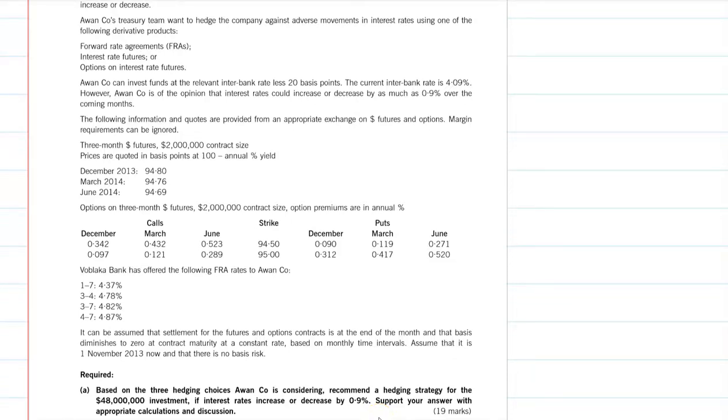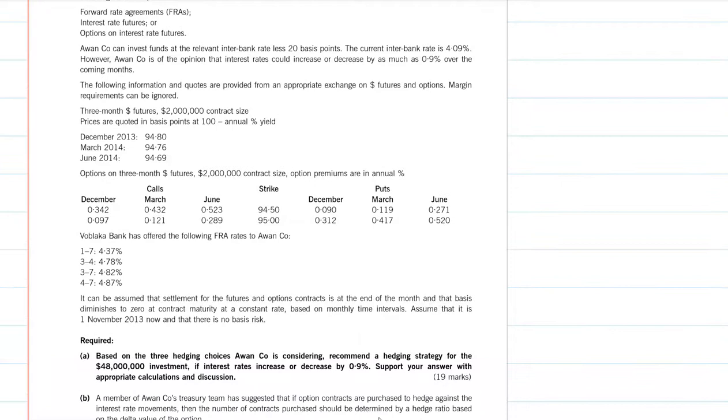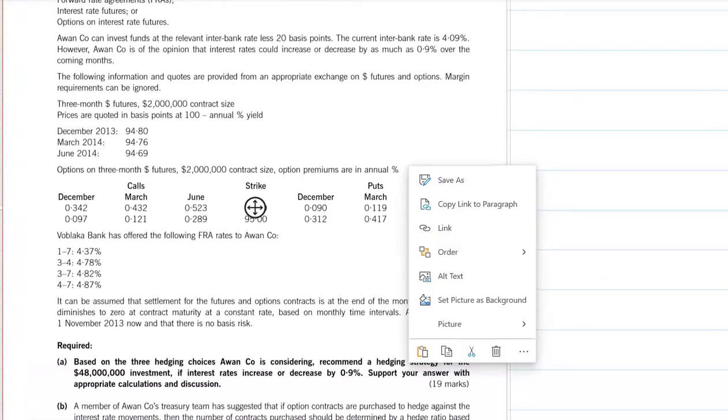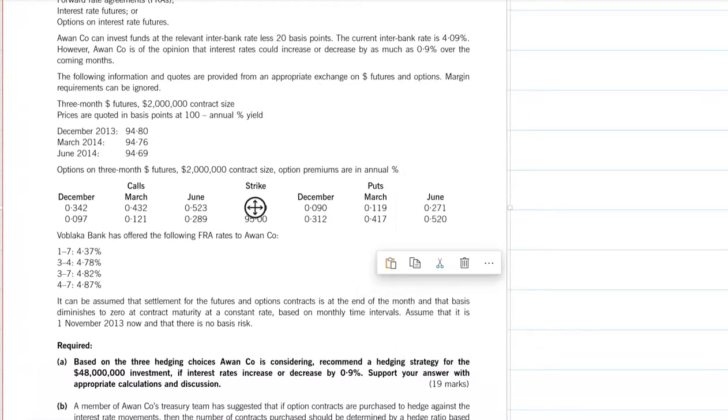In today's session, we will discuss a question of interest rate risk management. Let's start with the requirement. Based on the three hedging choices Awan company is considering, recommend a hedging strategy for the 48 million investment if interest rate increases or decreases by 0.9%. Support your answer with the appropriate calculation and discussion.